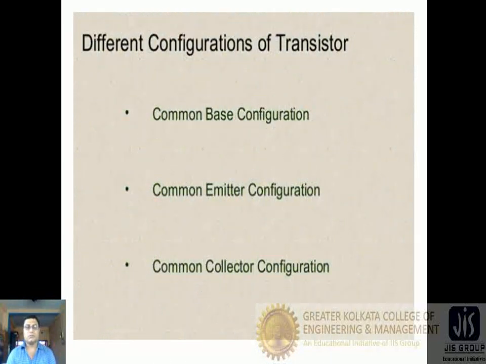So first we discuss the different configurations of transistor. A transistor can be connected in three major configurations: the common base configuration, the common emitter configuration, and the common collector configuration.